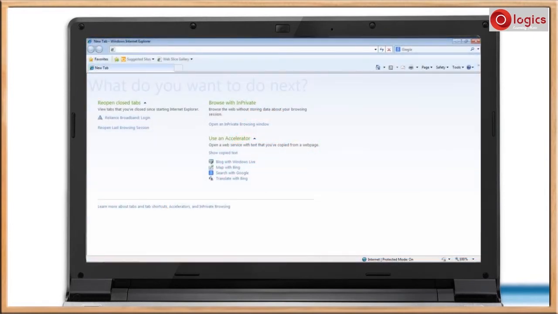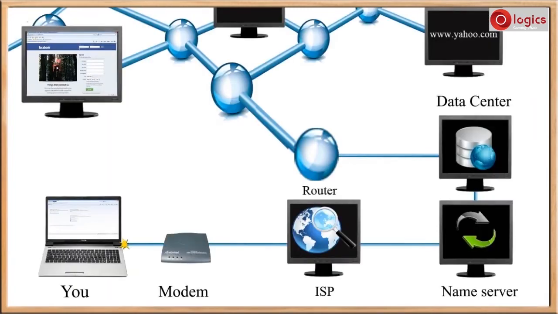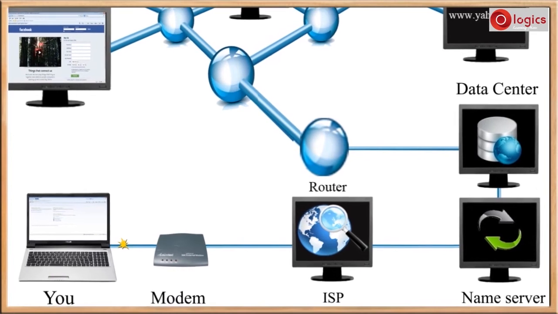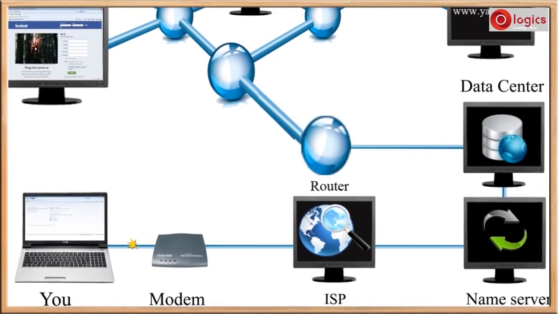The web browser, that is, Internet Explorer, is open here, and type www.facebook.com. Now, let us see how your request goes to the Facebook server. First, the request goes to the modem. Why? As you know, telephone cables are used to transfer the data on the internet. Children, we should understand how the data is transferred through a telephone cable.